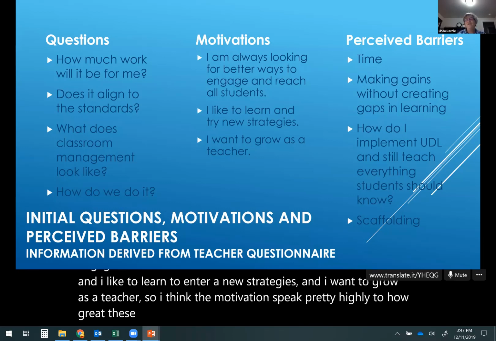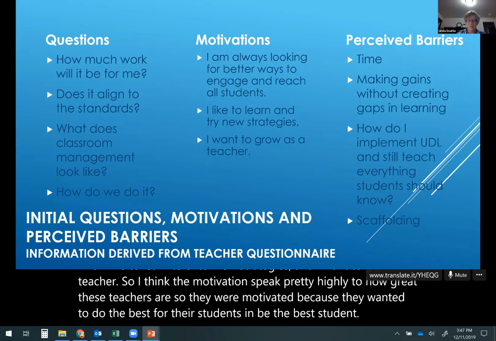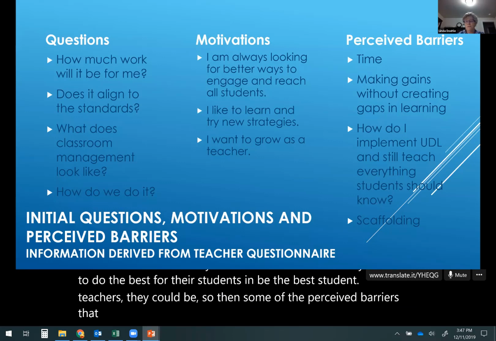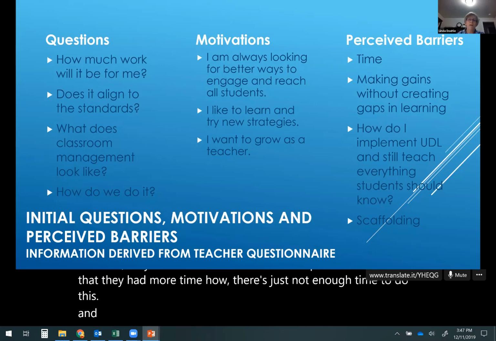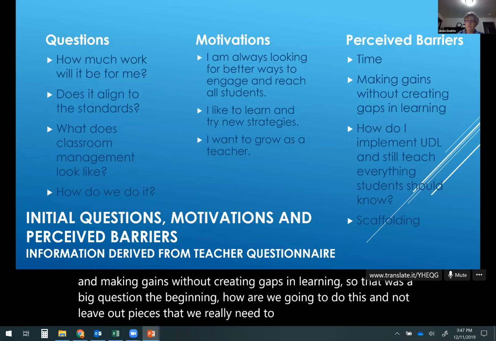So, they were motivated because they wanted to do the best for their students and be the best student teachers they could be. And then some of the perceived barriers that they had were time. There's just not enough time to do this. And making gains without creating gaps in learning. So that was a big question in the beginning. How are we going to do this and not leave out pieces that we really need to be teaching and students need to be learning?